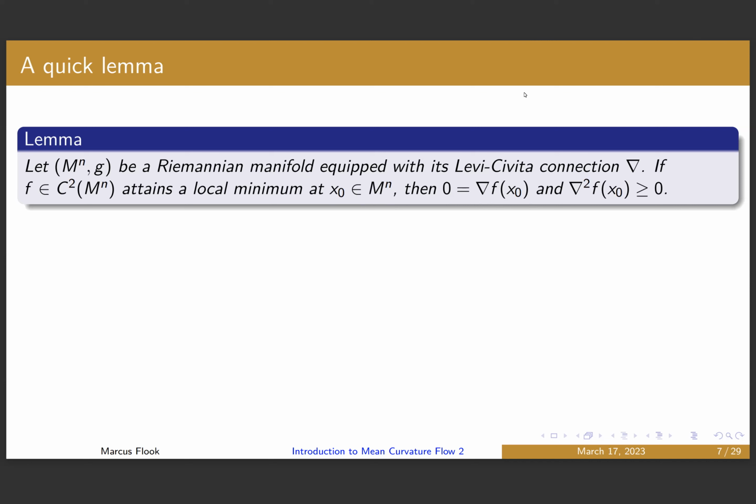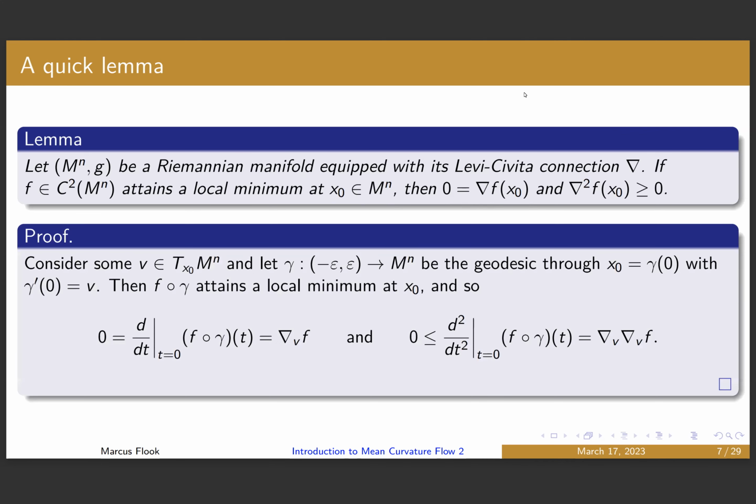So we can prove this relatively quickly just from standard theory. If we suppose that we have some vector in the tangent space at some point on the manifold, we have our geodesic which passes through that point and has the derivative at that point at that time given by this vector, then we have that this composition of the function and the geodesic will attain a local minimum at this point, and so we obtain the desired equalities and inequalities from there on. So we can use that standard theory pretty freely.